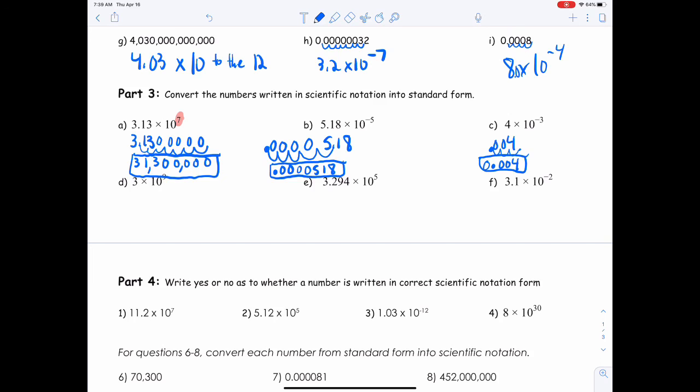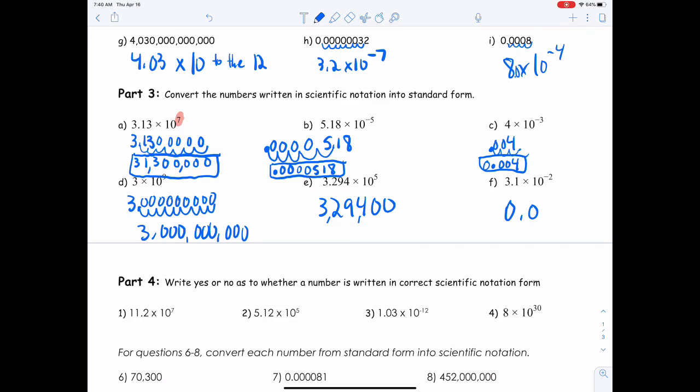Okay, so for D, you're going to be moving it 9 times. So 1, 2, 3, 4, 5, 6, 7, 8, 9. Good. Right here, you're going to get 3, 2, 9, 4, and then 2 zeros at the end there. And then for this one, you're going to get 0.031. You don't really need this 0 here, but I like to put it just because that's how you'll traditionally see it.